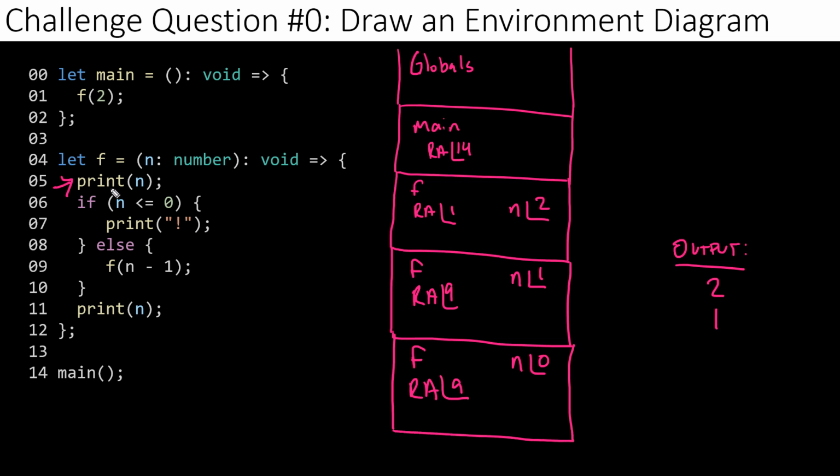At line 5, we print n. Well, which n are we talking about? We're talking about the current frame that we're working in. Once again, that's the lowest frame on the stack that hasn't returned. And n in this frame is 0, so the output value is 0.